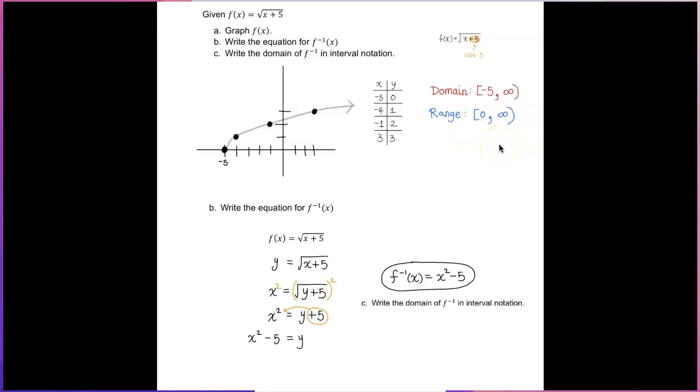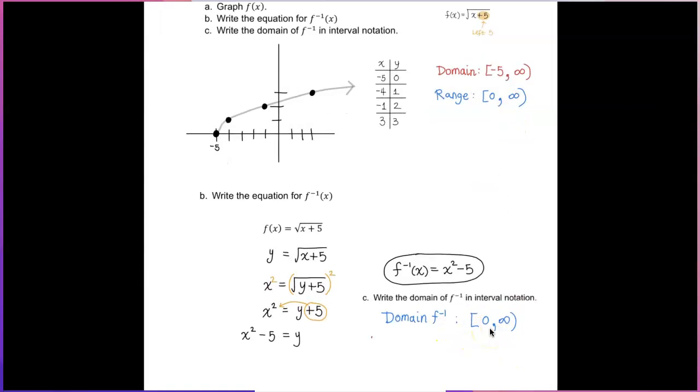So when you switch x and y, you end up really switching domain and range. So look at this, okay? The new domain, the domain for f inverse is going to be what used to be the range of the original function, which is from 0 to positive infinity. Now, they've never asked me, but if they ask me for the range of f inverse, what will that be? That will be the domain, what used to be the domain of the original function.